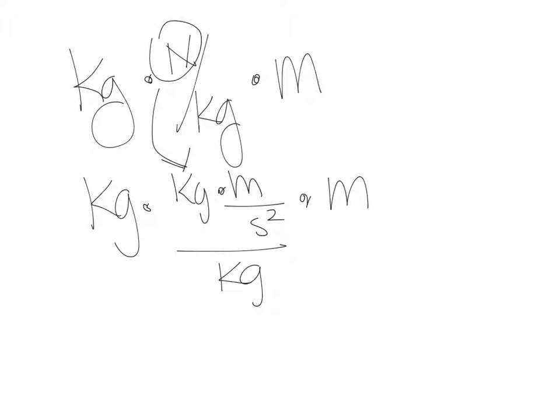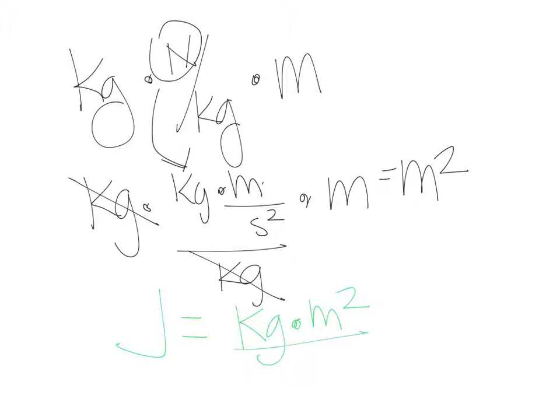Now we can start canceling things out. A kilogram over a kilogram is going to cancel. Meters times meters is going to give you meters squared. So really, a joule is a kilogram times a meter squared over seconds squared. But just like the newton, we don't want to have to write that out all of the time. And so instead, we just label it with a joule.